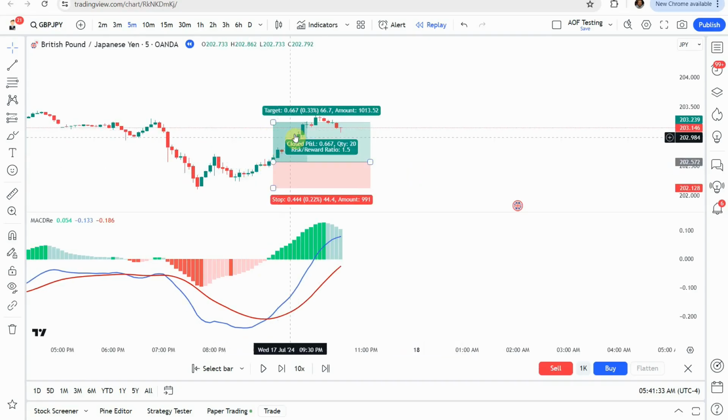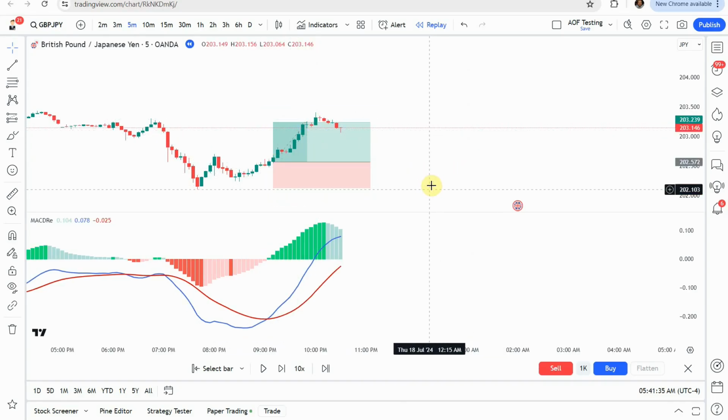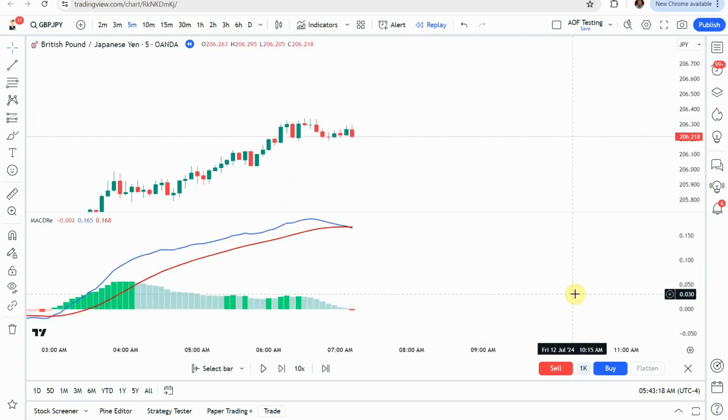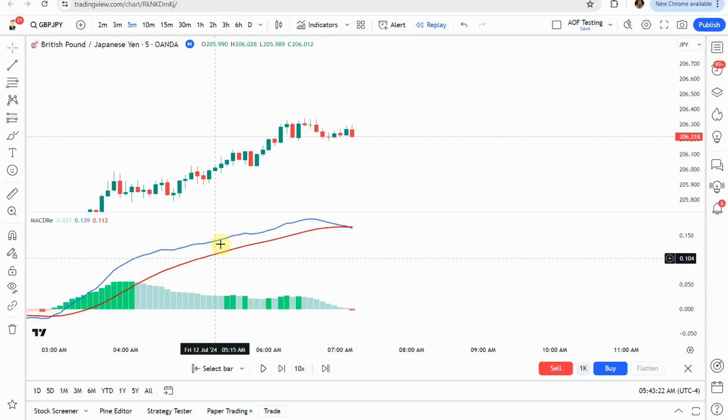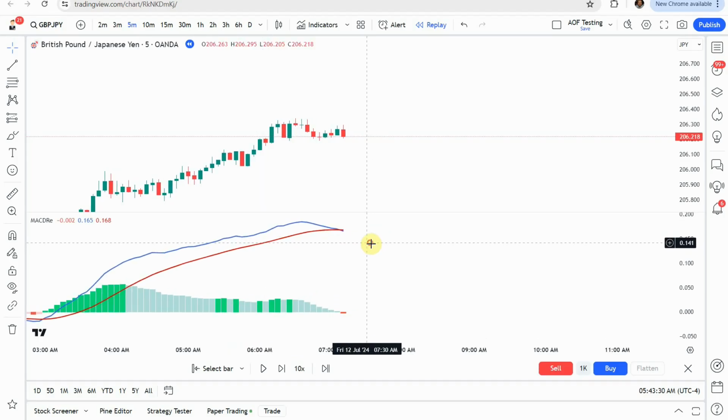You can see pretty quick we make a really nice push to the upside, getting us to our take profit. And for a short trade, again, we're looking for the moving average lines or the MACD lines to be trading above the 0 line, above the histogram like this here. And then we're looking for when they cross to the downside.